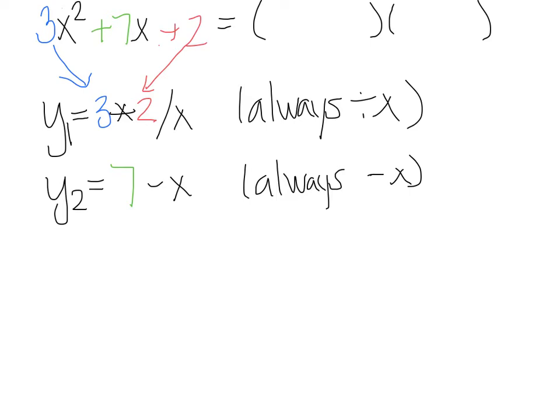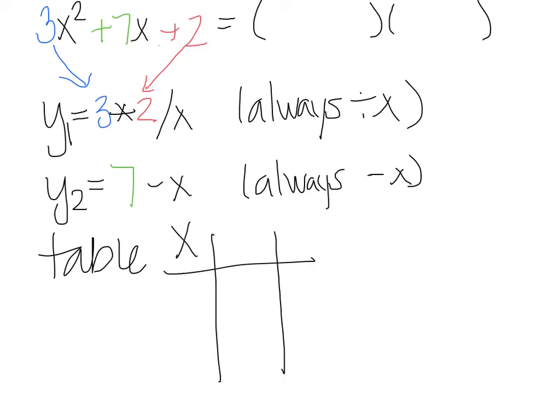So I'm going to do the first times the last divided by x, the middle minus x. And then you're going to go to your table. When you get to your table, you'll see x, y1, and y2. What you are trying to find here is where y1 and y2 are the same number.